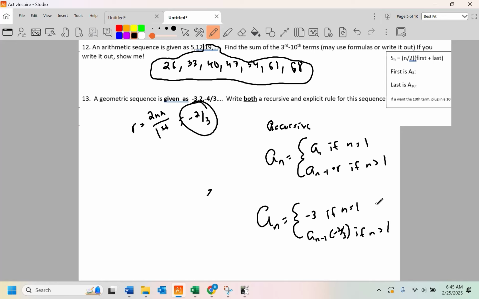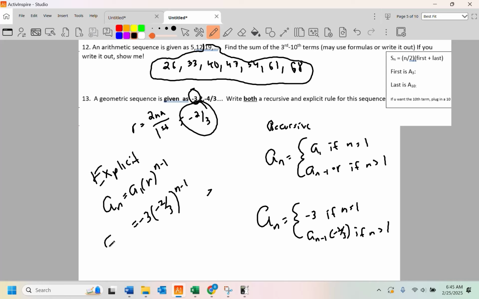All right, the explicit form says that the nth term is the first term times the ratio raised to the n minus 1. There's your first term, -3, the ratio, -2/3, exponent, n minus 1. Explicit rules are so easy to write if there's a form for them. You have to figure them out, which is something we pulled from Algebra 2 a long time ago. They're not as easy.